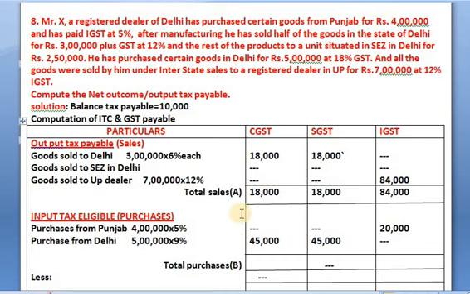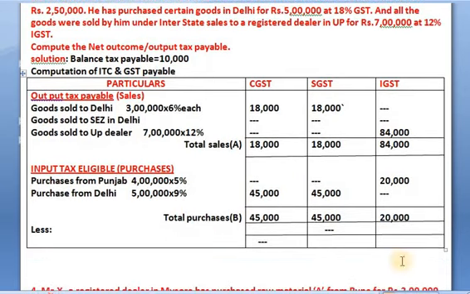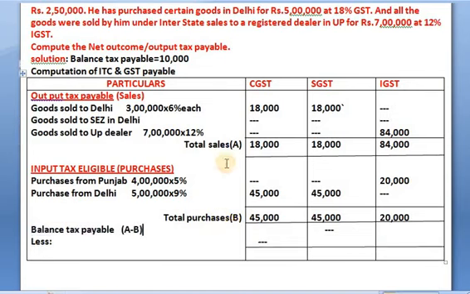Now take the total purchases: 45 and 20,000. Now we need to calculate the ITC, input tax credit, how much. So that you will be getting with your A minus B. Balance tax payable is sales minus purchases. 18,000 minus 45, you will be getting surplus 27,000 and 64,000. See, up to this stage if you do it, then you will get a little confused here.